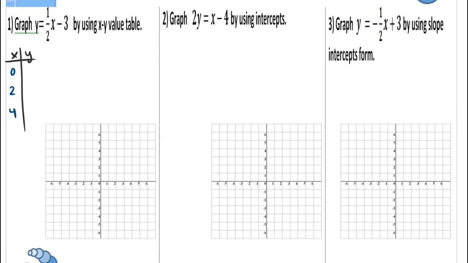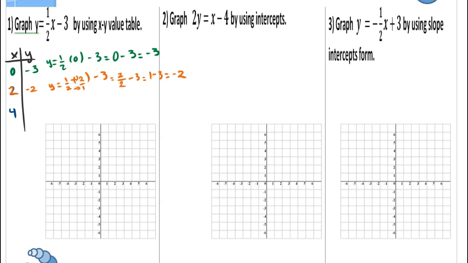So here's the first plug-in. y equals 1/2 times 0 minus 3. 1/2 times 0 is 0. Minus 3 is negative 3. So (0, -3) is my first point. Then we plug in 2. y equals 1/2 times 2 minus 3. That is 2 is 2 over 1. We multiply straight across. So that will give you 2 over 2 minus 3. 2 over 2 is 1, minus 3 gives you negative 2. So (2, -2) is my second point.